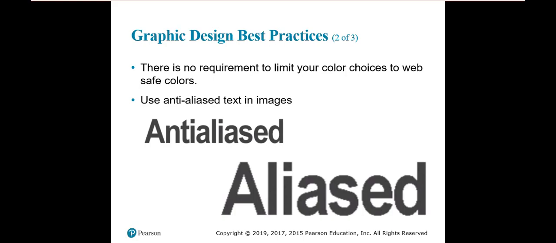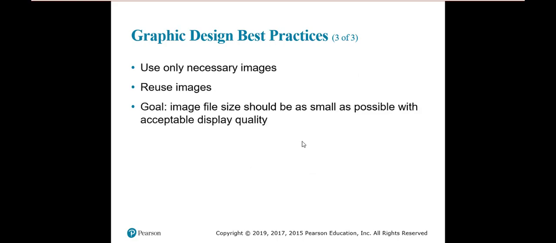Here's an example of anti-alias text and aliased text. You can see this aliased text. If you zoom in, that is pixelated, but this one is not pixelated. So if you're creating graphics, always use anti-alias text. Now, as we said, always use necessary images and do not use multiple images. Try to reuse them, right, as we were learning about the repetition concept. And always optimize the images, which is going to lower the size of the image and save your web space.